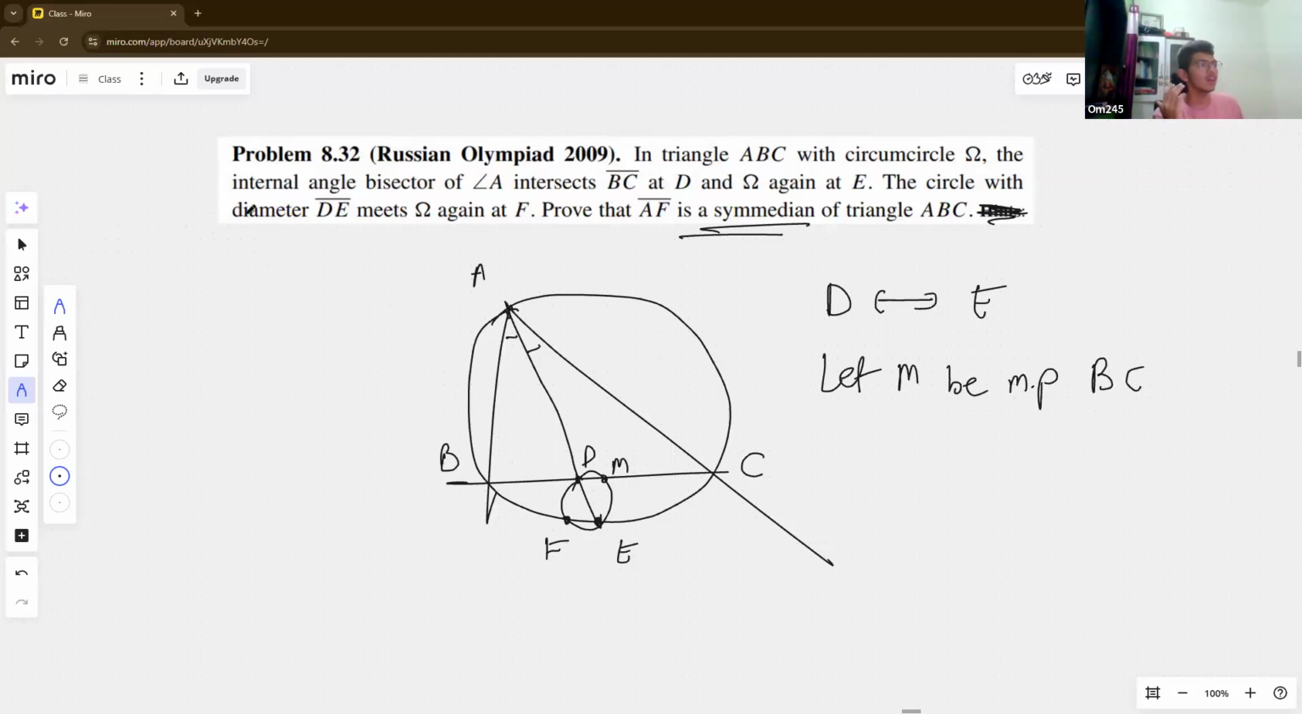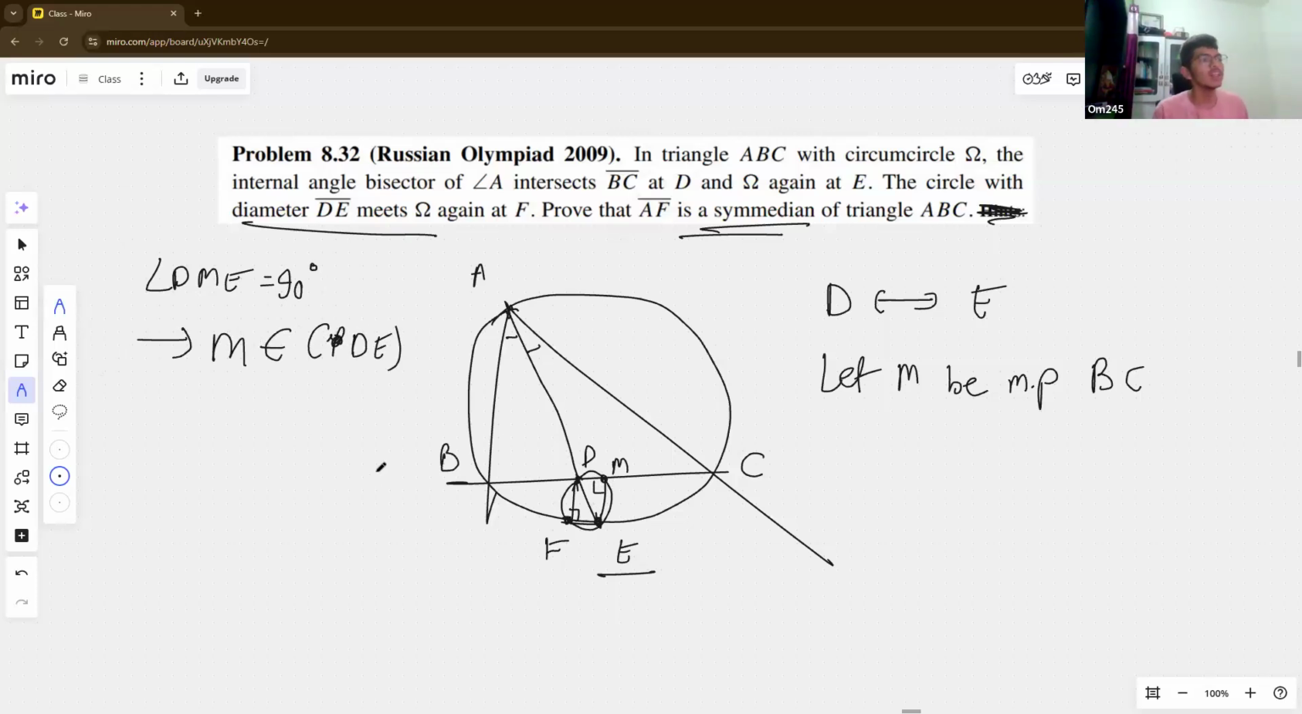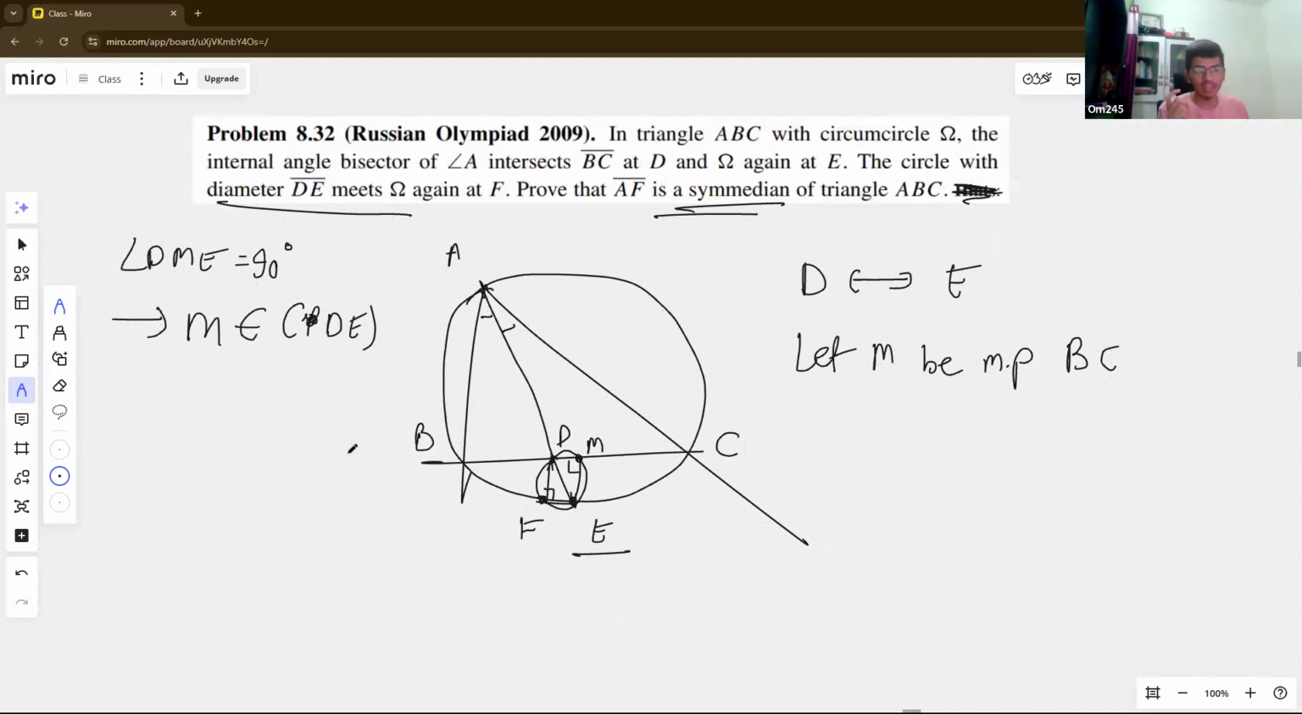Then what is this diameter telling us? Diameter is supposed to mean this angle is 90. But can you notice something? Because of the incenter-excenter lemma, E is the midpoint of arc BC and M is the midpoint of BC. So that will just give us this angle. Angle DME is 90, which tells us M lies on this circle with diameter DE. That also tells us that F will go to M after inversion. Yes, we will see that. So yeah, you are right, Atharo.